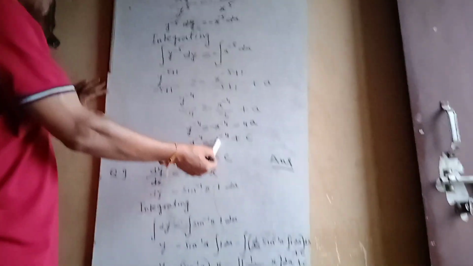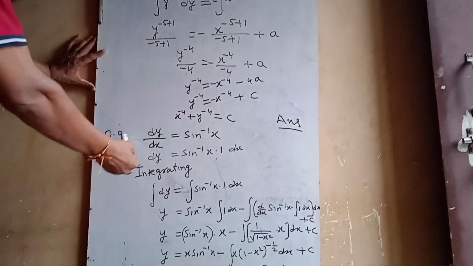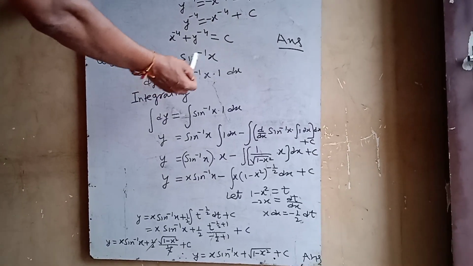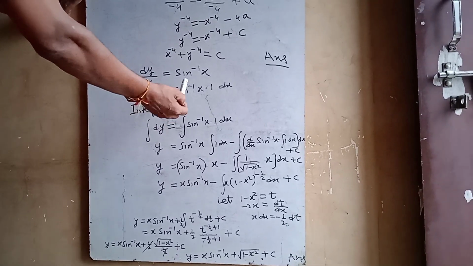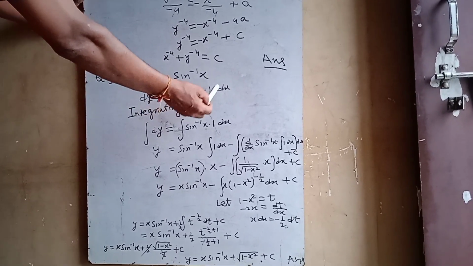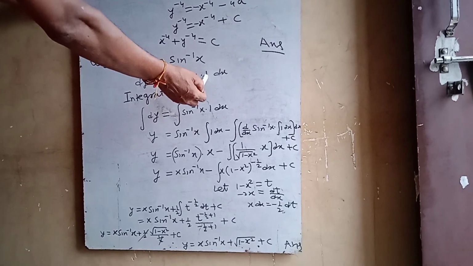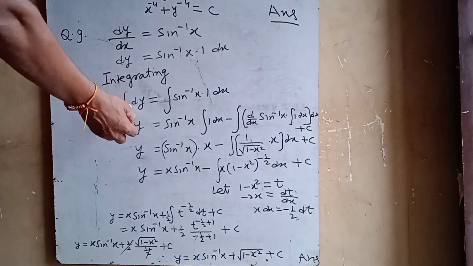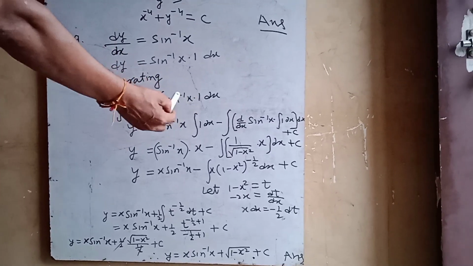Take this term on the other side, you will get the answer. Another question: dy by dx is equal to sine inverse x. So dy equals sine inverse x into 1 dx. We can suppose 1 is present here. So on integrating, integration dy equals integration sine inverse x into 1.